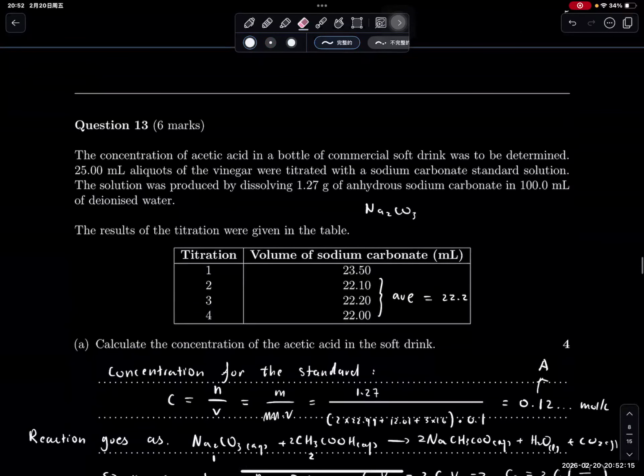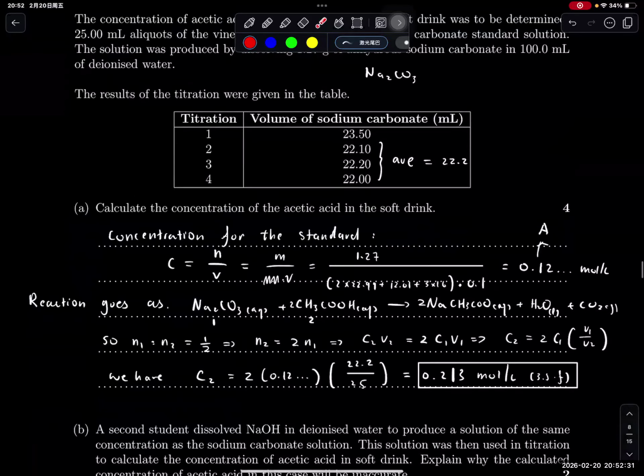Question 13. The concentration of acetic acid in a bottle of commercial soft drink was determined to be this much. So this is a question where you're given a table, and then you have to ignore the first rough titration, right? Take the average of the series of titrations, and then the rest is simply what it is, right? Just be aware that you need to balance the equation. It's a molar ratio of 1 to 2, okay?